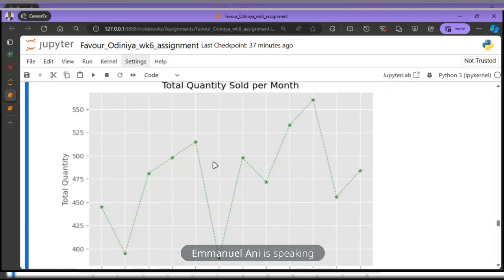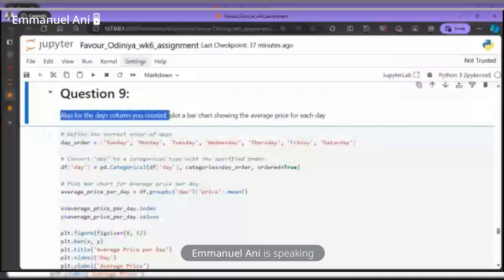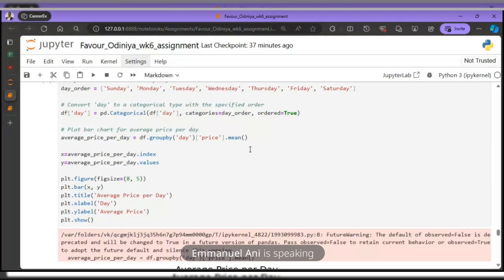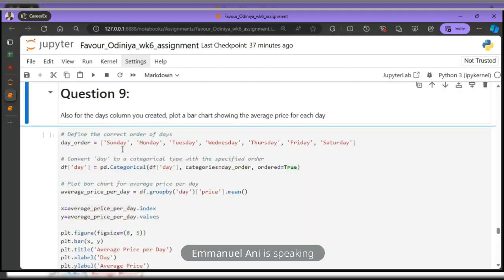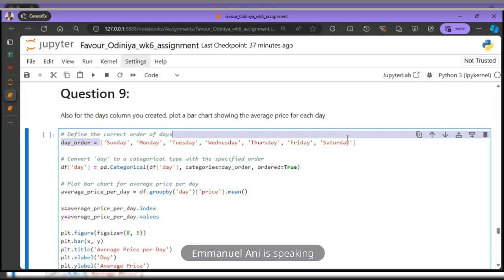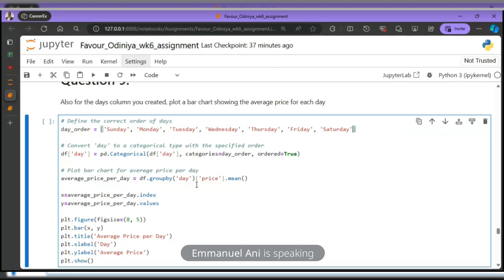So question 9. Also for this column, plot a bar chart showing the average price for each day. All right, so you can see here, I like what people did here. She tried to align the days of the week to be according to the normal days. So we have Sunday, Monday, Tuesday, exactly. So people created a manual list here, and so that's nice, right?